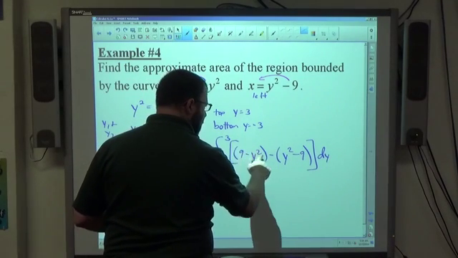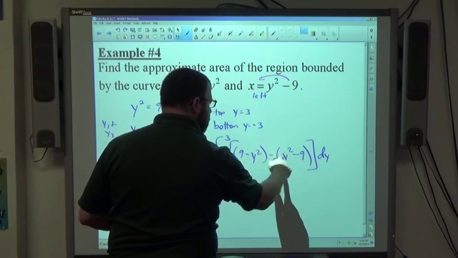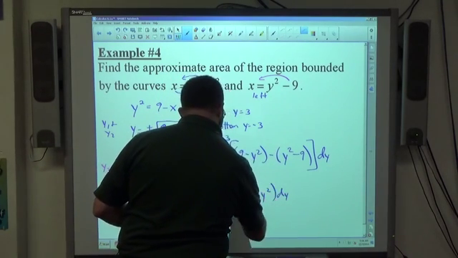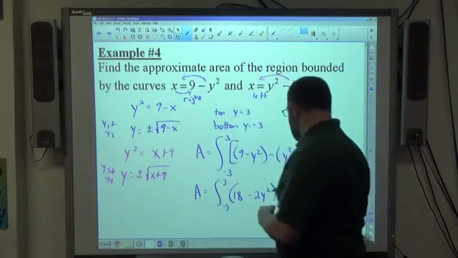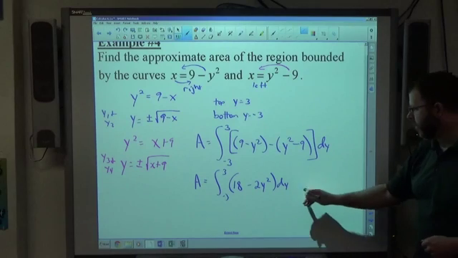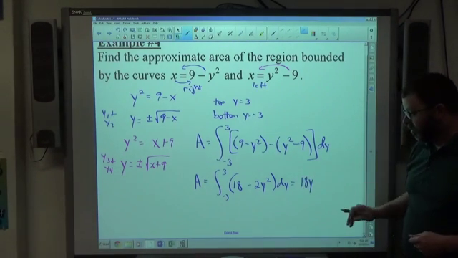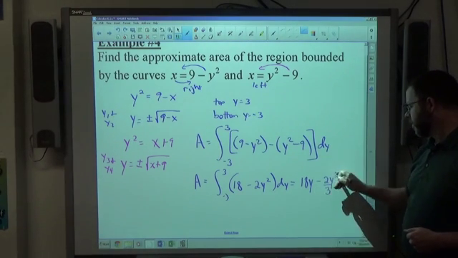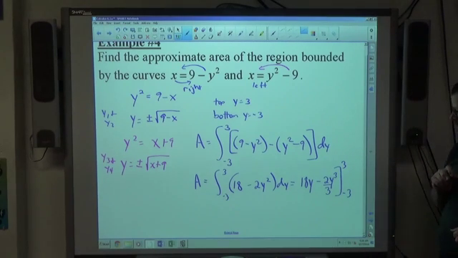I've got 9, it'll be plus 9 makes a total of 18. Minus y squared makes minus 2y squared. And then we simply have to evaluate the integral. So the antiderivative of 18 is 18y. The antiderivative of negative 2y squared is negative 2y cubed over 3. It's a definite integral, so I can just go from negative 3 to 3. Go plus c is necessary.